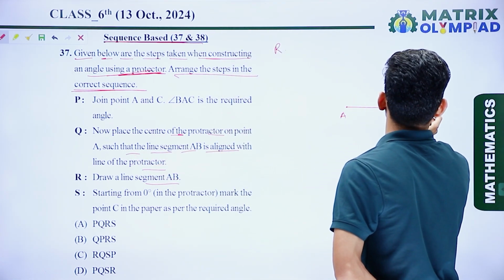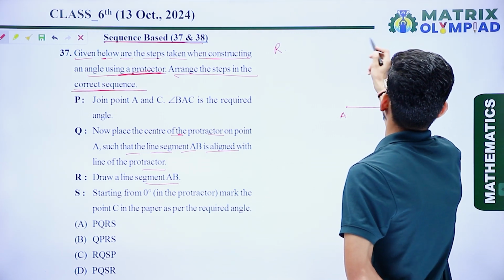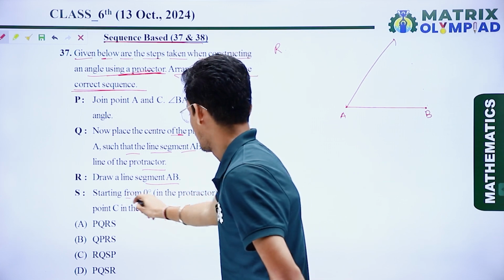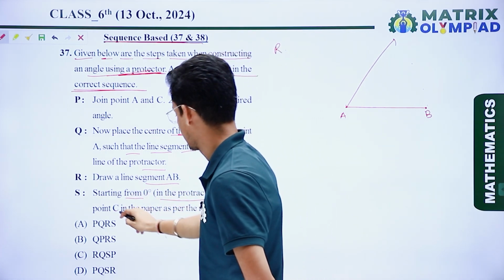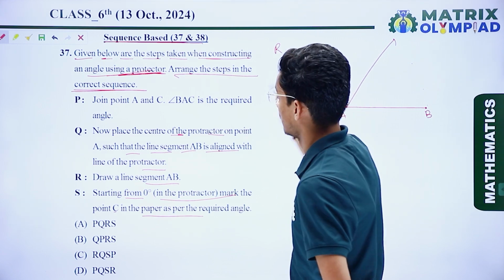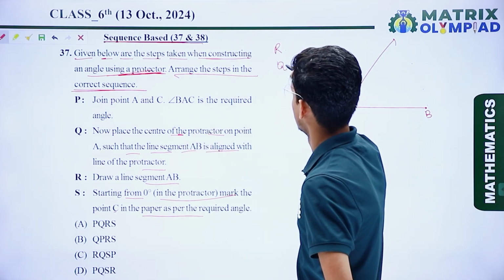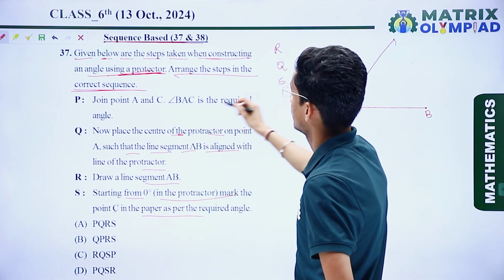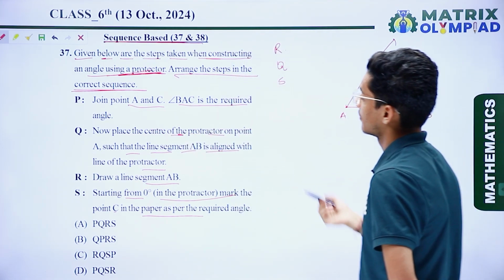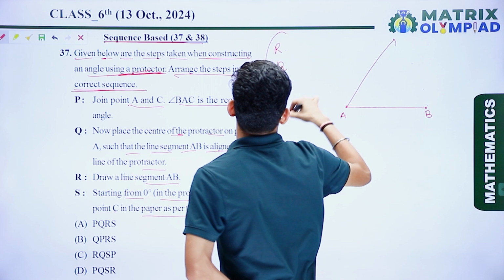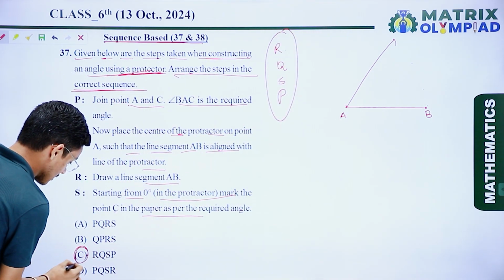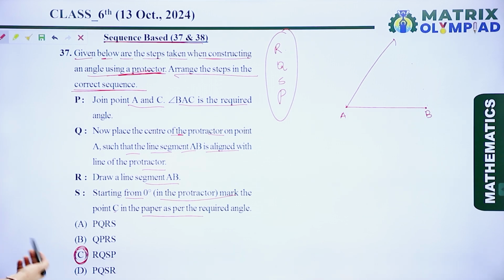Now we have to count 0, 10, 20, 30, 40, 50. Let us assume we have to find this angle. So now start from 0 and mark the point C on the paper as per the required angle. So first we have to draw R, and we follow step Q, and then we follow step S, and last one, that is join AC, and angle BAC is the required angle. So this one is P. So RQSP is the correct answer. Here option number C is the correct answer.